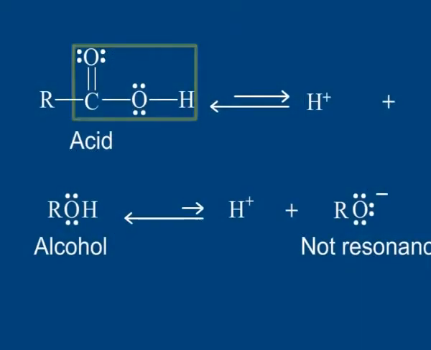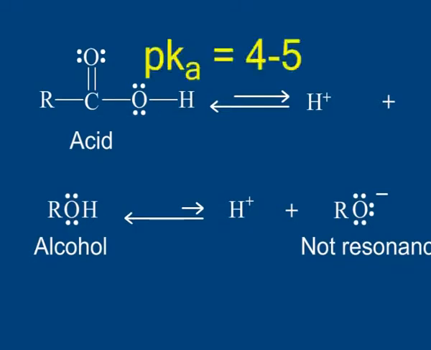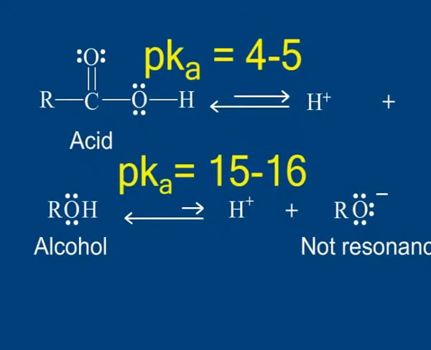Students, carboxylic acids are stronger acids than alcohols and many simple phenols. The dissociation constant value (pKa) of carboxylic acids is 4 to 5. The dissociation constant value of alcohols is 15 to 16.